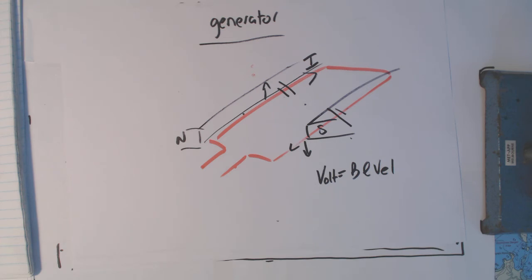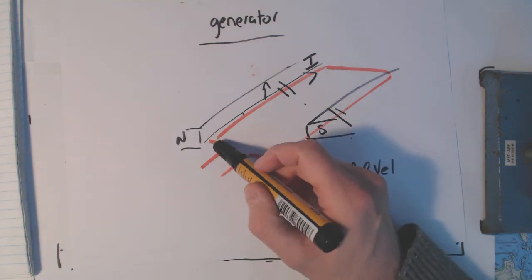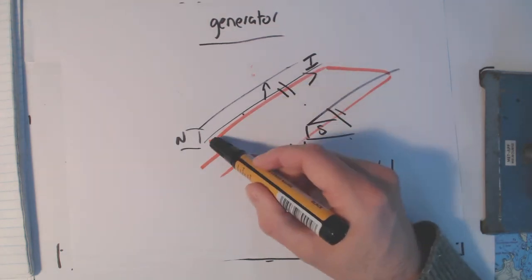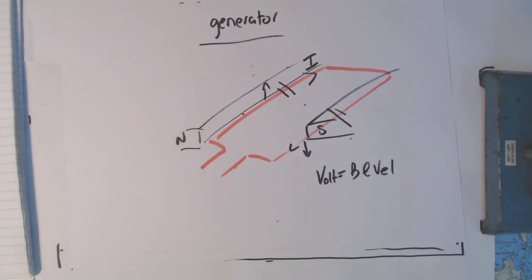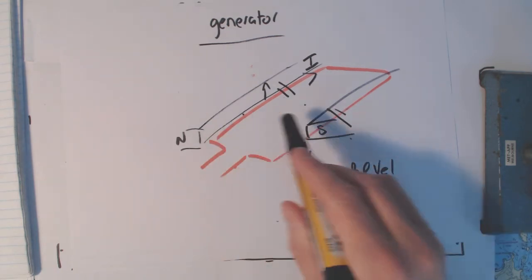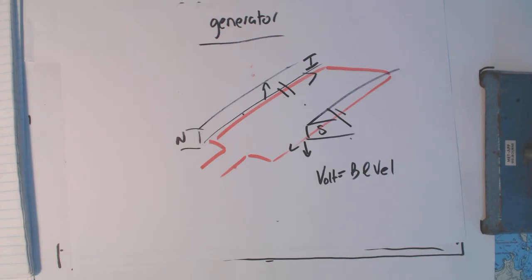So again, the questions are things like, when do we get the most voltage? And you'll see that when the current is flowing here, the velocity is at 90 degrees to the magnetic field. So the voltage is at its greatest at this point.